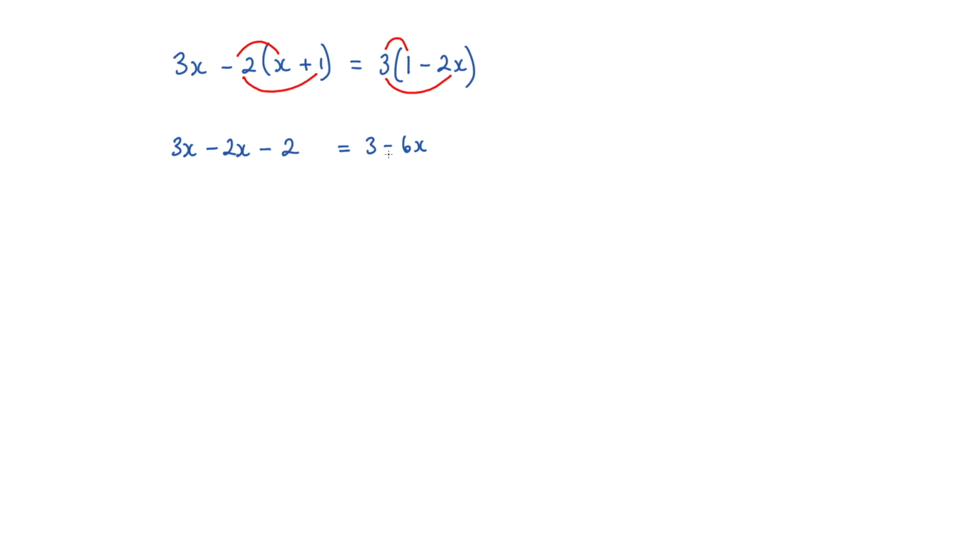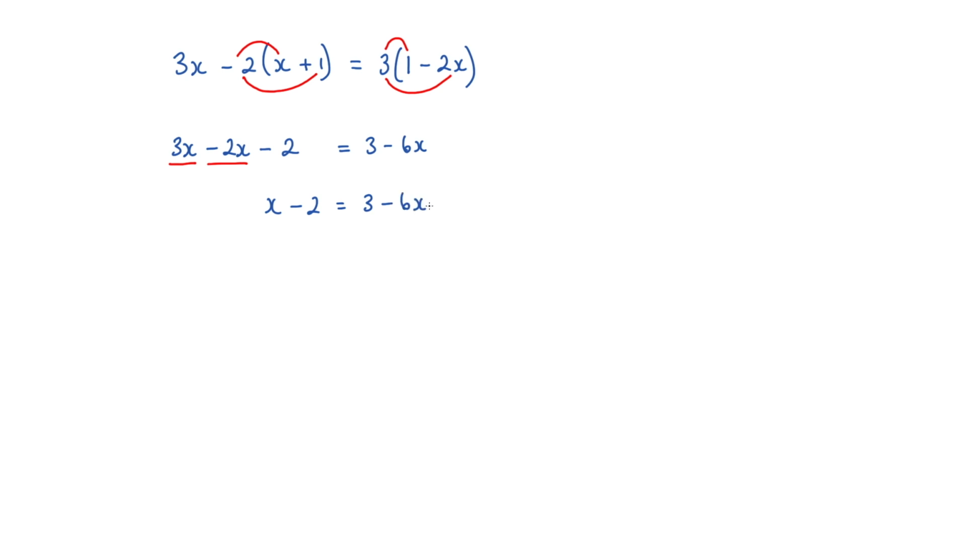Now the next step is to gather like terms. But I think what I'm going to do, I'm going to simplify things a little bit first. Let's take this left-hand side here. I've got 3x subtract 2x. Well, that's just x. So I've got x. I've got that minus 2 there. And equals, well, I can't do anything on this right-hand side. That's just going to be 3 minus 6x.